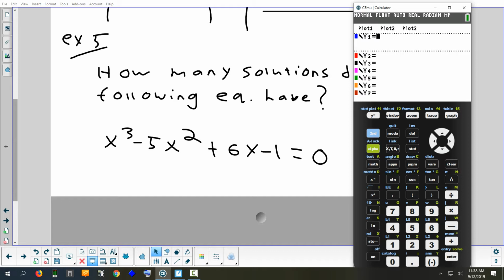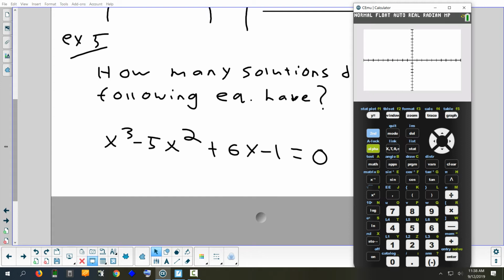How many turns can it take? 2. That's, yeah. All right, so x cubed minus 5x squared plus 6x minus 1. Zoom 6 seems to be working fine for most of these. That might not always be the case. I don't think there's really anything tricky. You don't have to zoom in to see anything hidden. How many solutions do you have? 3. Yep.